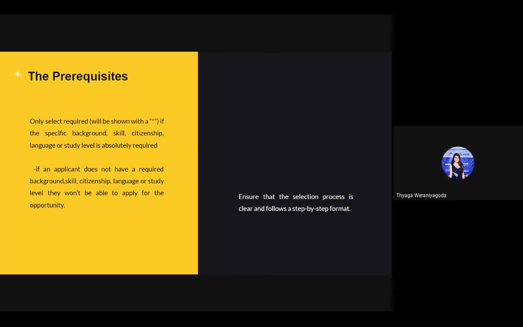The next is ensure that the selection process is clear and follows a step-by-step format. So the selection process is how the company is going to select this EP. The company might ask you about this. So then you can say, for the CV shortlisting, how many days do they need, whether it's 2 or 3 days. Then are they planning to do an initial interview and after that a final interview, or how many interviews are they doing? So for that, how many days?